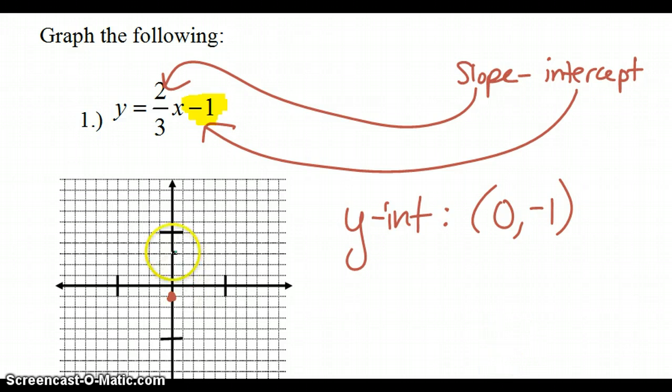Great, so once we've got our intercept, we can start utilizing our slope. You may remember that slope is rise over run, so that top part is rise. In order to find our next point, we're going to rise 2 units, and then we're going to run, since it's a positive number, to the right 3 units. There we go. Let's do it again. Rise 2, run to the right 3.